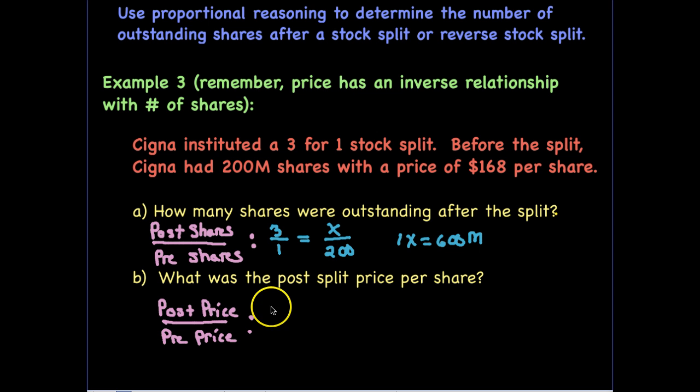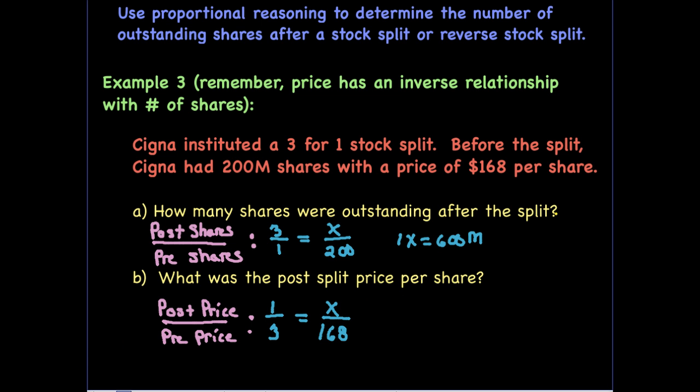So our post price is only going to be 1 if our pre-price was 3. Whatever we started with, we're going to have less. So the smaller number now goes on top. Okay, before the split, our price was $168. That goes down here on the bottom, under the pre-price. And we want to determine what our post price is.